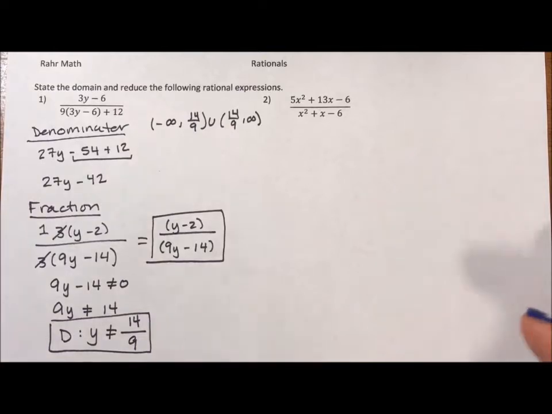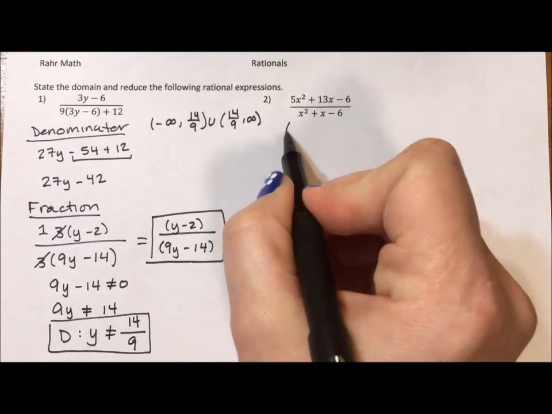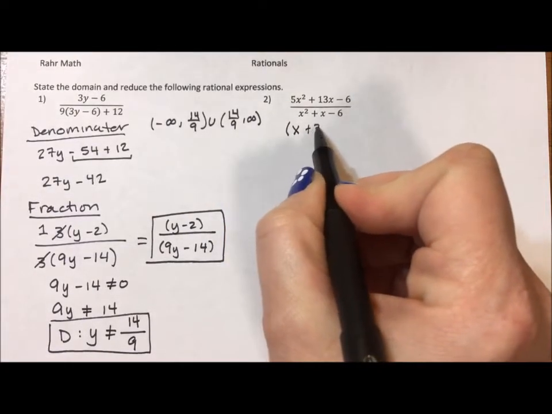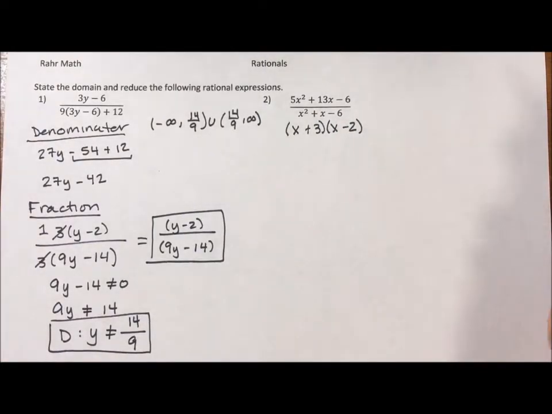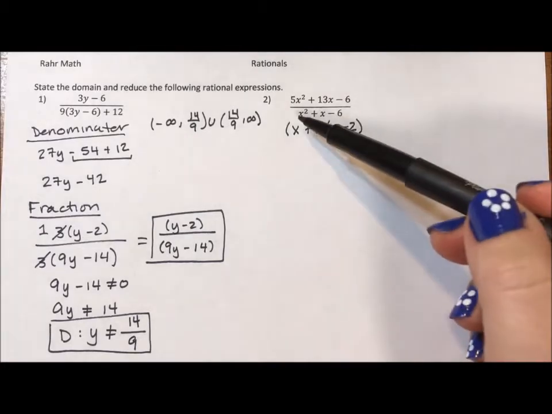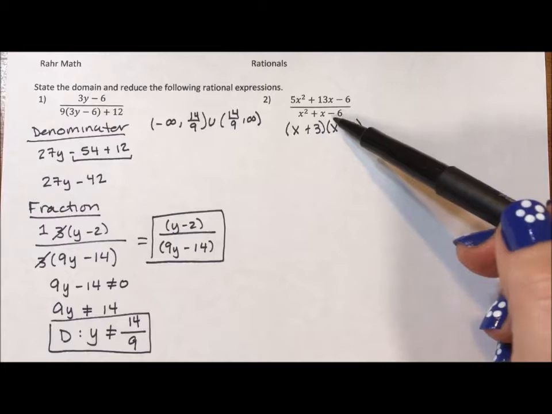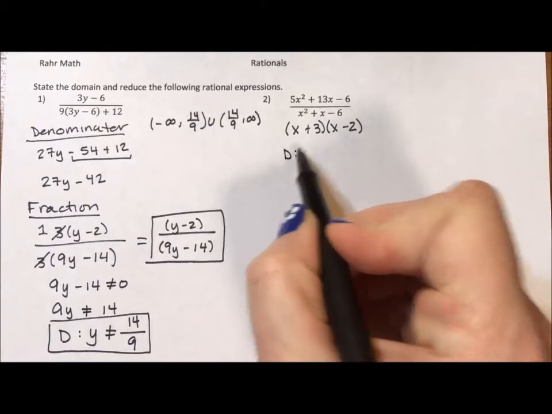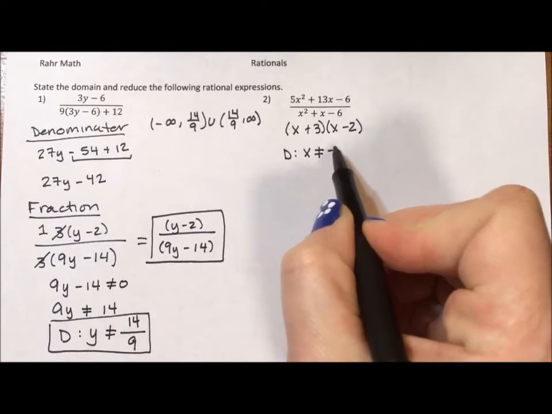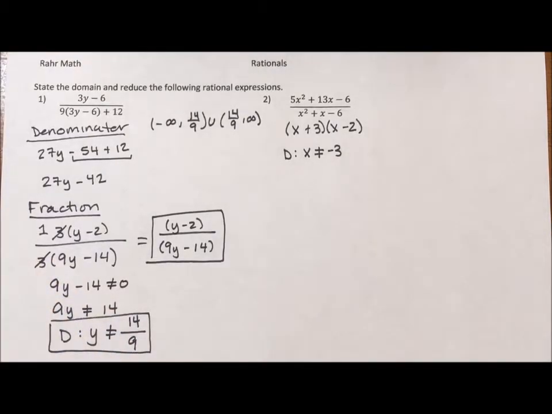Okay, for my second example, just like I said, I'm going to factor that denominator first, and it's going to factor out to be x plus 3 times x minus 2. I have a bunch of videos on how to factor trinomials if you are uncertain, but basically because what's multiplied to the x squared is 1, we find 2 numbers that multiply to negative 6 and add up to positive 1. So my domain becomes x cannot equal negative 3 because negative 3 plus 3 is 0, and that's what our domain is really telling us.